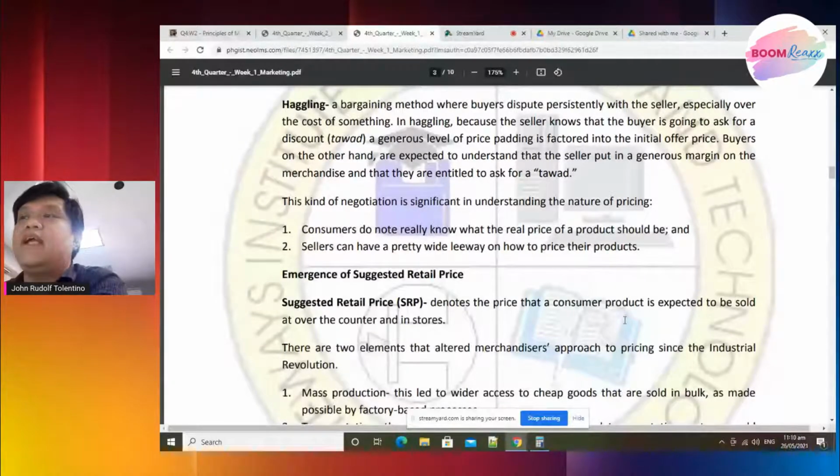Consumers do not really know what the real price of a product should be. Sellers have pretty wide leeway, okay, on how to price their product.